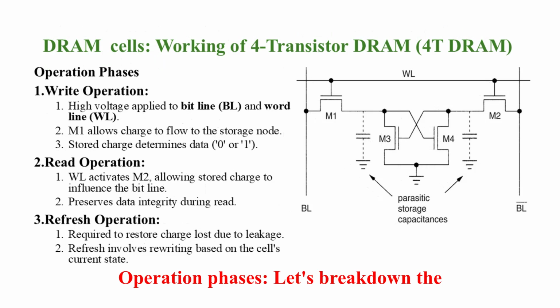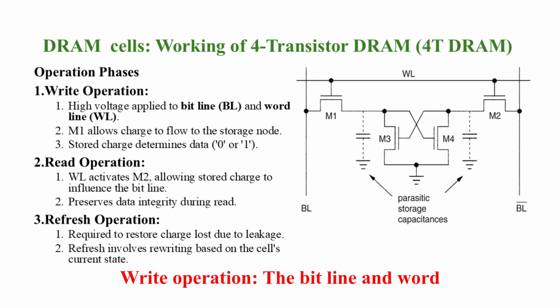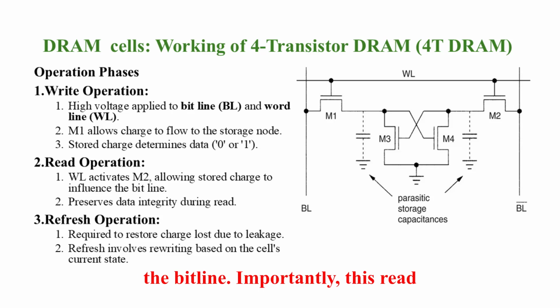Operation phases. Let's break down the 4T DRAM operations. Write operation. The bit line and word line are activated, turning on M1. Charge flows to the storage node, determining whether a 0 or 1 is stored. Read operation. Activating the word line turns on M2, allowing the charge at the storage node to influence the bit line. Importantly, this read process preserves the stored data.